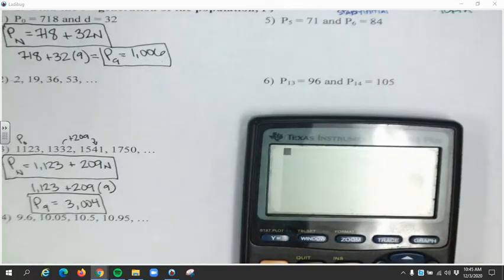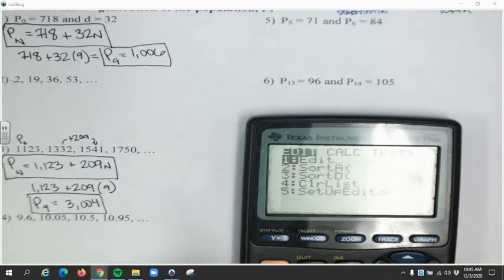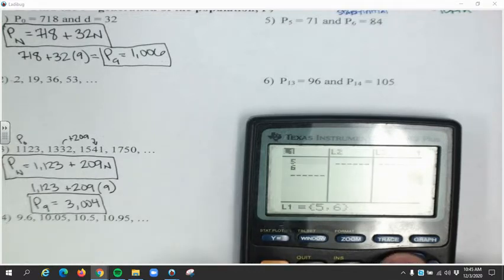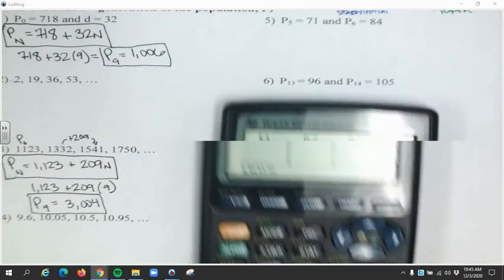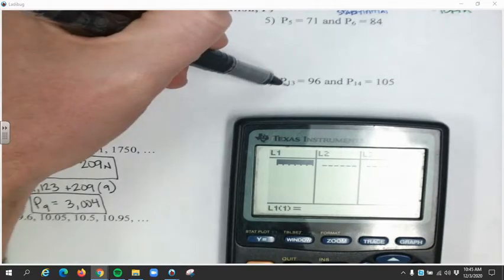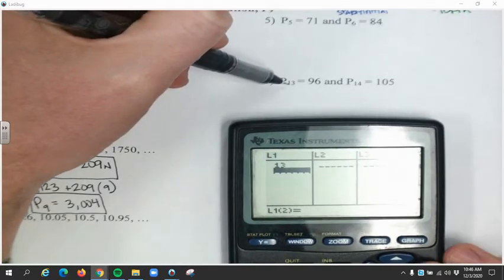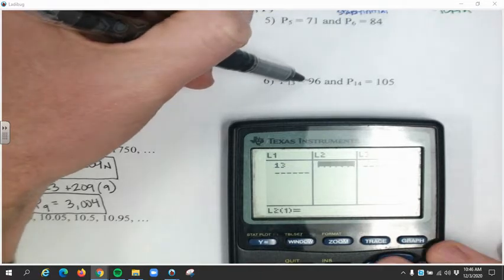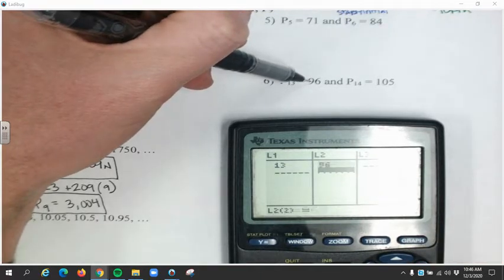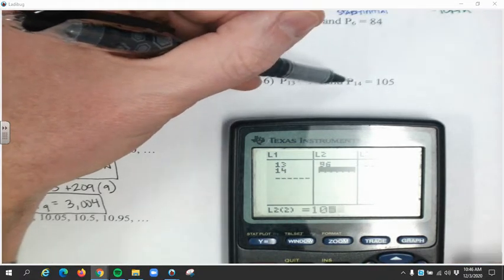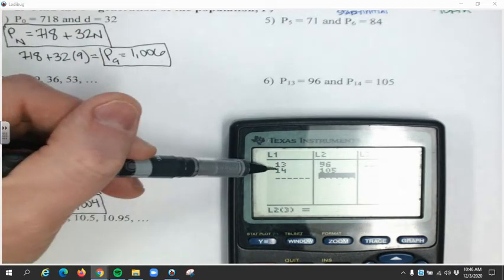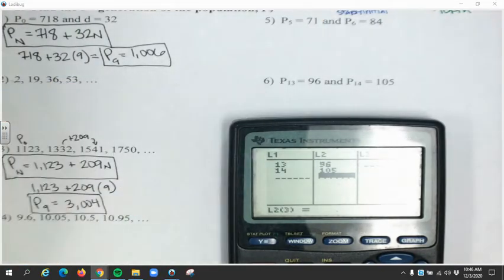So all I'm going to do is go to my calculator screen. I'm going to hit Stat, Enter. If I have any numbers in there, I'm going to clear them out. My Stat button is right here in the middle, right below the Delete button. And I'm going to type in my numbers. So when P is of 13, I have 96. When I have P of 14, I have 105. Notice how 13 and 14 are in one column, and 96 and 105 are in the other column together.